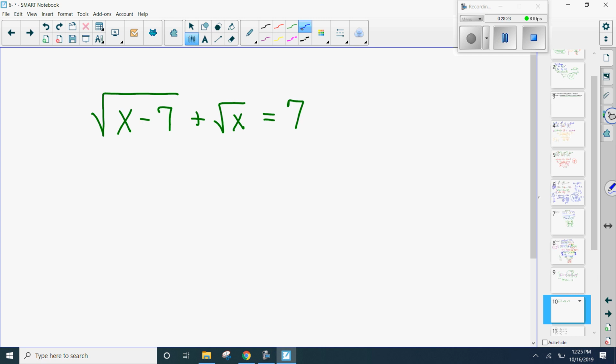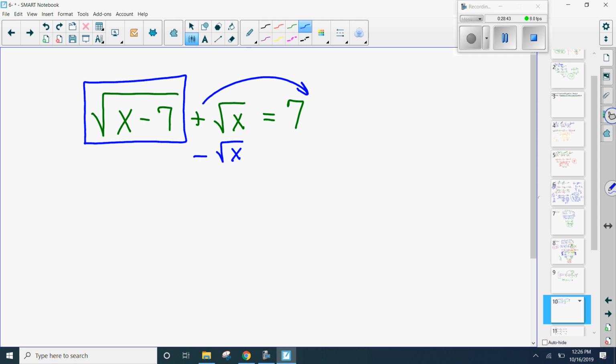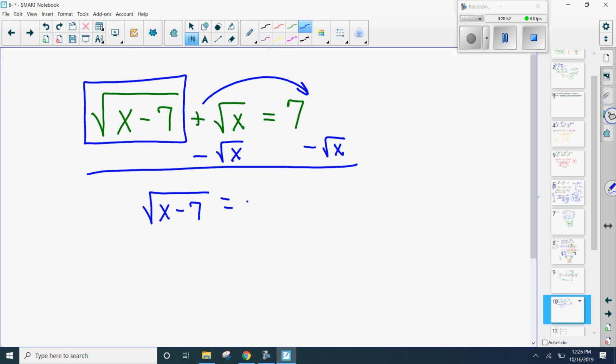Because the most complicated part, I would say, is going to be this right here, right? There's the complicated radical. So I would move this radical over to the other side. When you move it to the other side, you have to subtract it. Did we at least get that far? Yes. So you have the square root of x minus 7 is equal to 7 minus the square root of x.